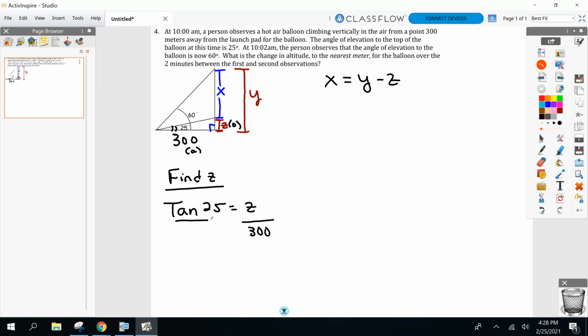I cross multiply because I'm finding a side, not an angle. I'm going to cross multiply. So z will be equal to 300 times the value of tangent of 25 in my calculator.